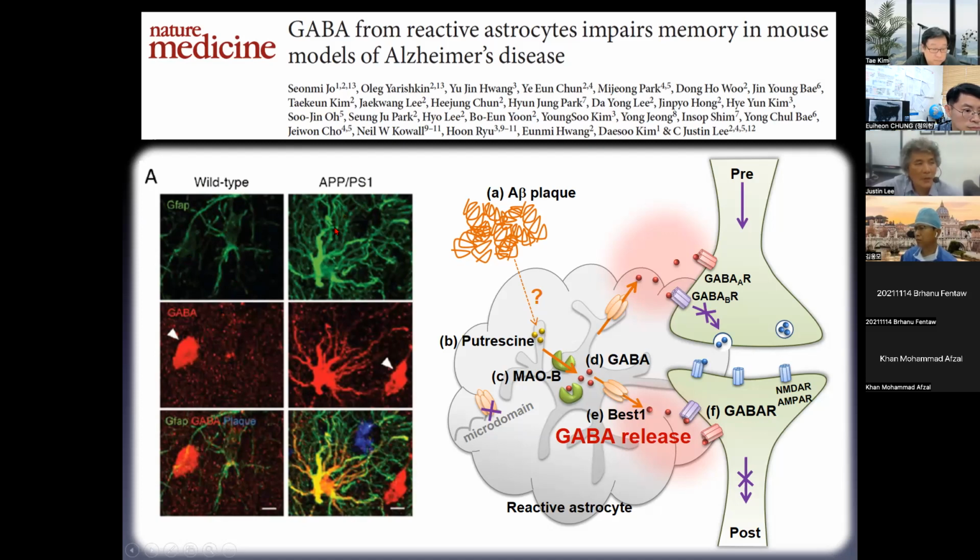In the APP-PS1 mouse, which is a popular Alzheimer's disease model, you will see hypertrophy and a high level of GFAP expression. And in this reactive astrocyte, you will see that the GABA suddenly appears and is as high as in the neighboring neurons, as you see in this arrowhead. And this is near the plaque. This blue is a plaque. So near the plaque, we found many of these reactive astrocytes starting to produce GABA, and this GABA strongly inhibits the neuronal activity, and this causes Alzheimer's disease.